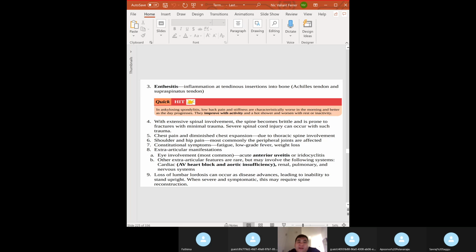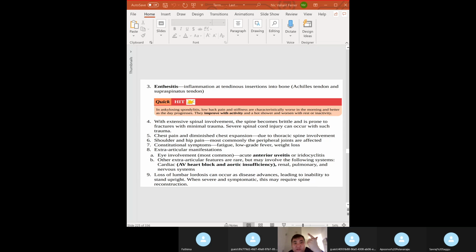So can you give me diseases that belong to the seronegative spondyloarthropathies? Why are they called seronegative spondyloarthropathies? Can you not find things in the serum? Maybe, I'm not sure. What is negative? What is rheumatoid factor negative? Excellent. So we have negative rheumatoid factor.